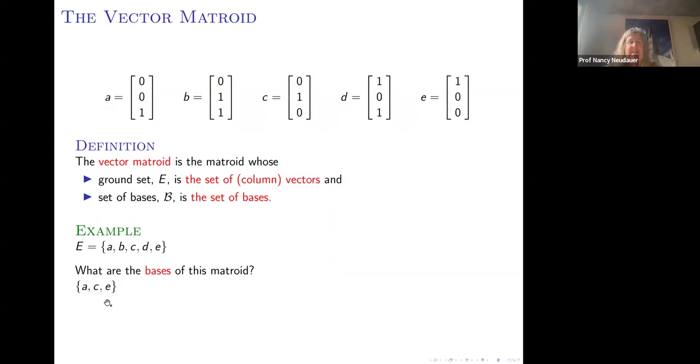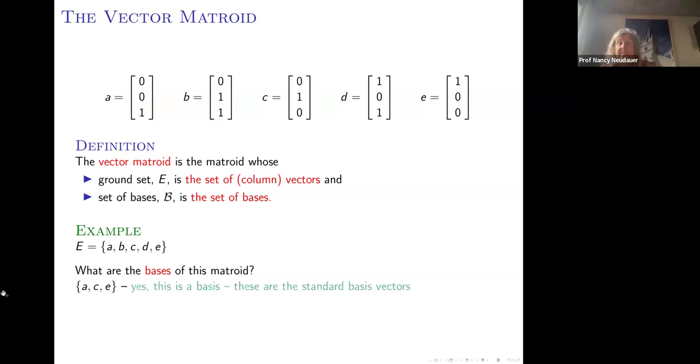Oh, and Eric says ACE. So what does everyone think? Is ACE a basis of the matroid? So basically, is it a basis of the vector space spanned by these set of vectors? Or is it a maximal linear independent set?